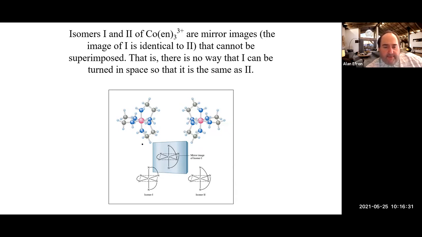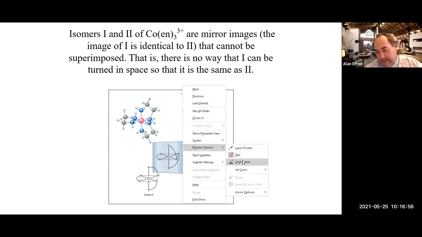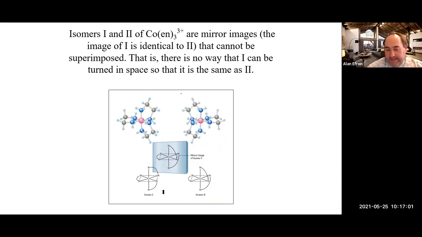So let's take a look at a couple of things here. We have isomer 1 and isomer 2. They are mirror images. The image of 1 is not identical to 2. That cannot be superimposed. So there's no way that 1 can be turned in space to be the same as isomer 2. And it's sometimes really hard to visualize what that all means, because if you look at it quickly, you might say to yourself, it looks the same. I don't understand why it doesn't. And it's really a slight difference.